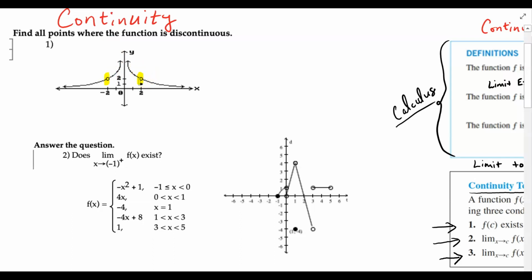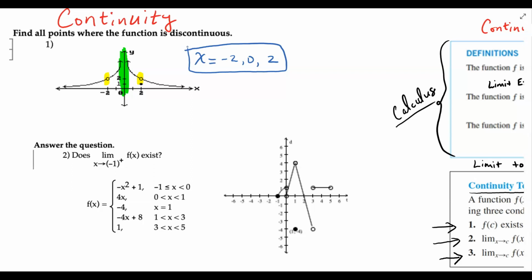They're jumps. When I trace this graph at those 2 points, -2 and 2, I've got those holes, and so my graph is discontinuous there. And then the other thing that I'm noticing is that at 0, I have this asymptote. So to answer this question, where is it discontinuous? Well, we're going to say at -2, at 0, and at 2. Those are the 3 points where it's discontinuous. So that answers that question.